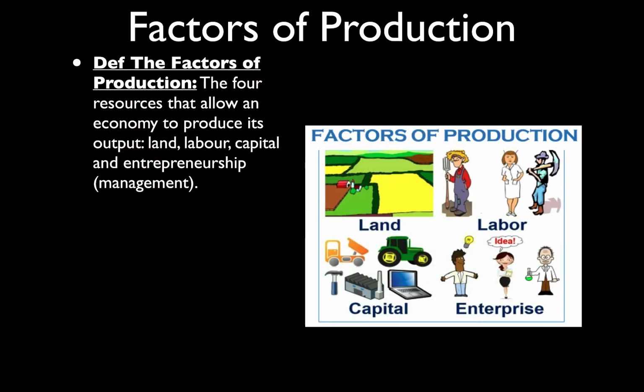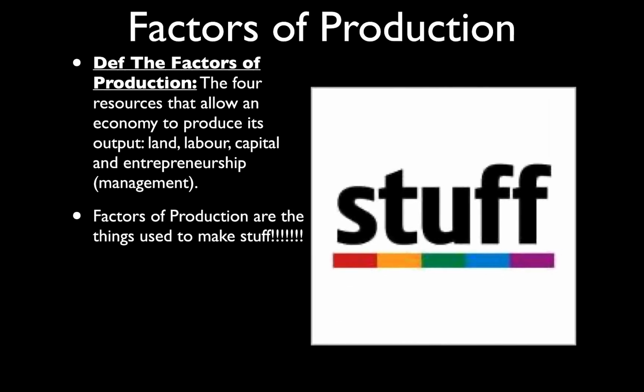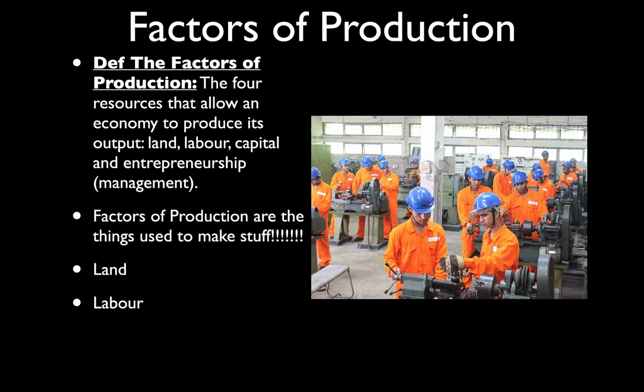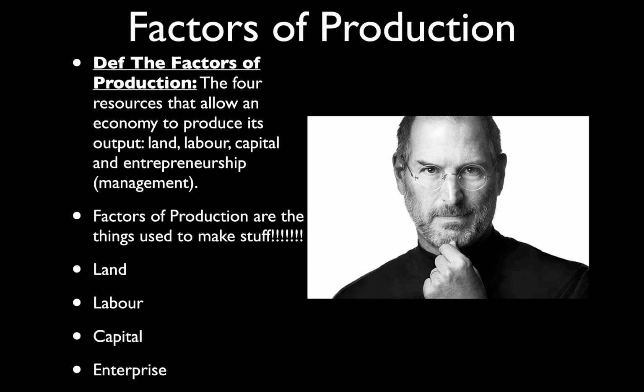So let's remind ourselves of a definition which we already know. The factors of production, these are the four resources that allow an economy to produce its output: land, labour, capital and enterprise, or land, labour, capital and entrepreneurship. All right, so these are the things that produce the output that you and I enjoy. Essentially, the factors of production are the things that produce the stuff that you and I enjoy, and we already have said it, they are land, labour, capital and enterprise. I always repeat myself just in the hope that it'll go further and deeper into your mind.